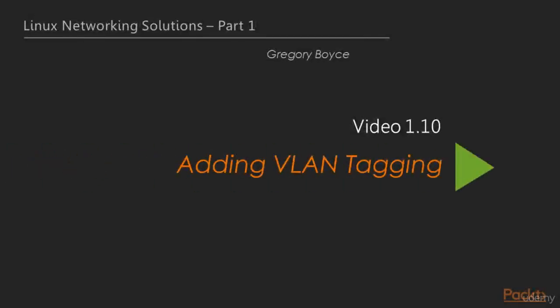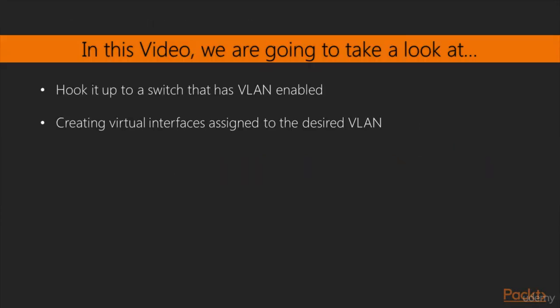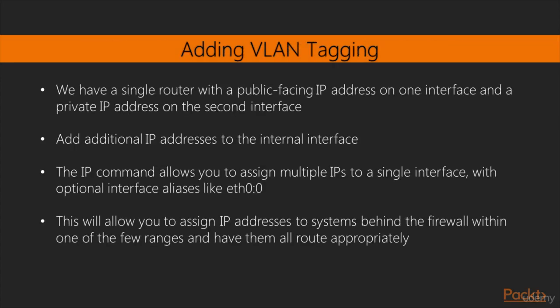Welcome to the final video of this section, titled Adding VLAN Tagging. In the previous video we learned setting up port forwarding. In this video, we'll hook it up to a switch that has VLAN enabled and create virtual interfaces assigned to the desired VLAN. Right now we have a rather simple network configuration.